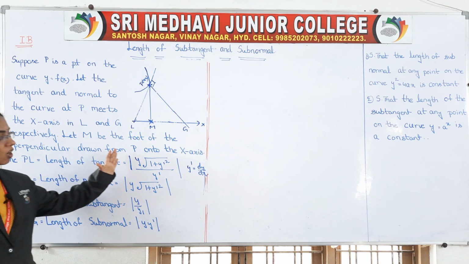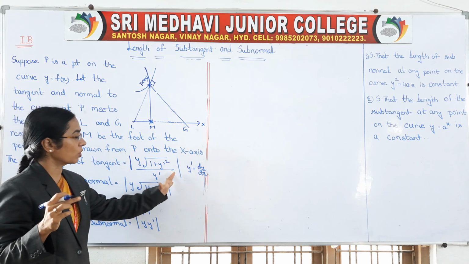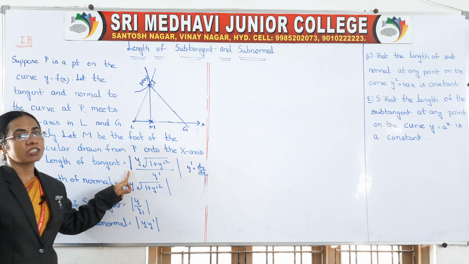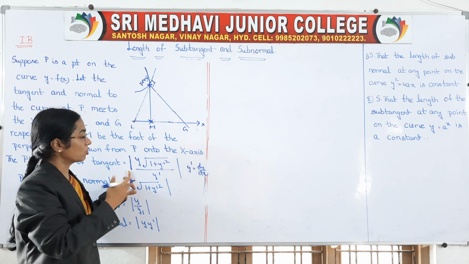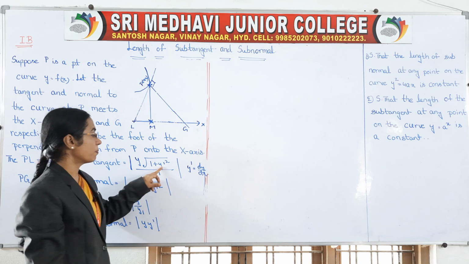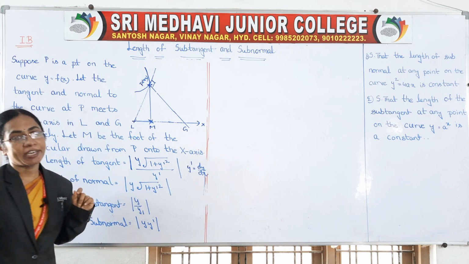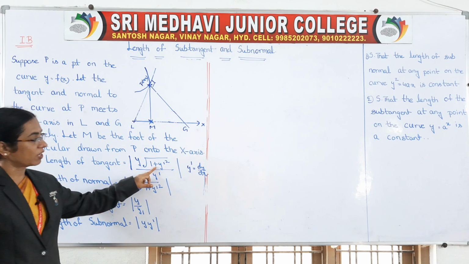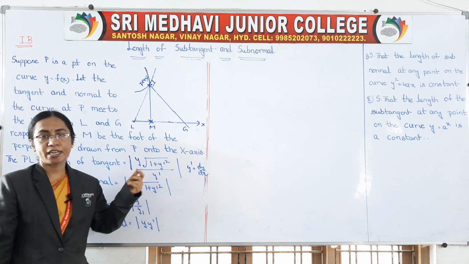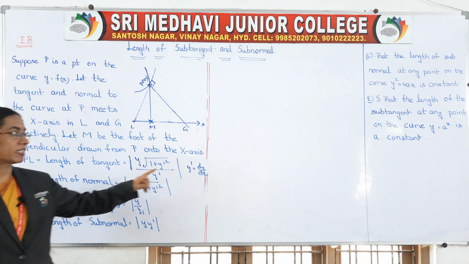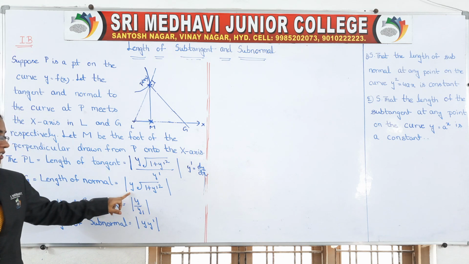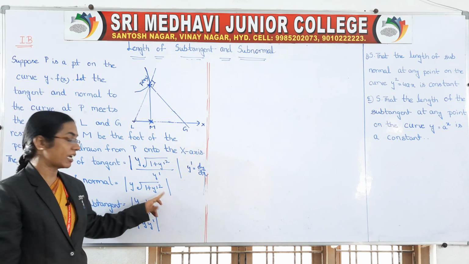If you observe, all the formulas for these four have modulus, so if we get anything negative, it will be positive only. The length of the tangent is modulus of y into root of 1 plus y dash square by y dash, where y dash is dy by dx, the derivative of y with respect to x. Next, the length of the normal is modulus of y into root of 1 plus y dash square.